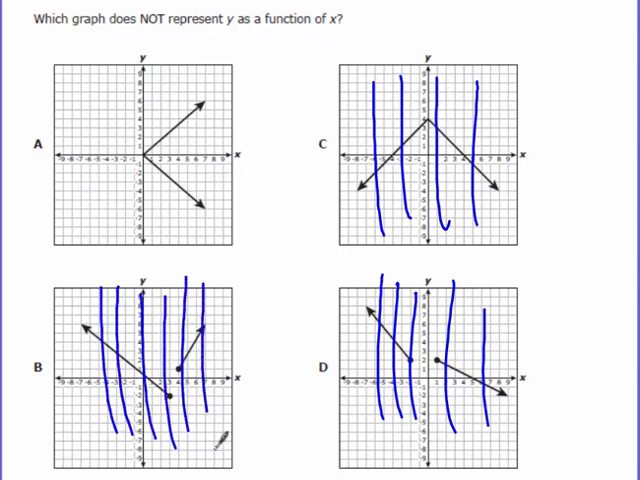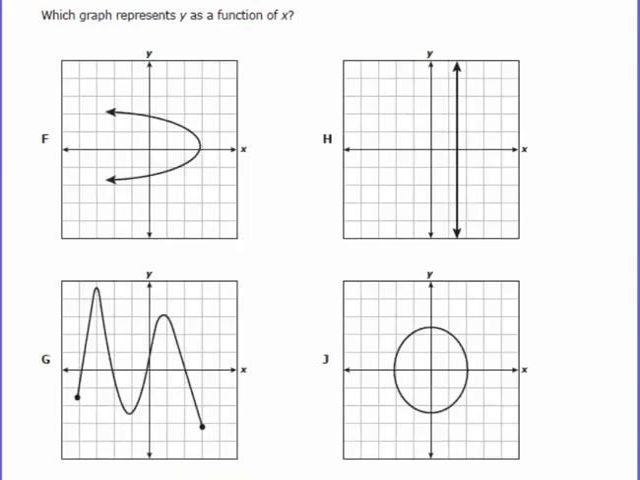Okay, I can drop vertical lines all day long and only hit the graph in one spot. The only one that's not a function is A, because I hit the graph in 2 spots. So which one is not a function? A. Now, one other one that's just like that, but they give you kind of some strange graphs here, says which graph does represent y as a function of x.